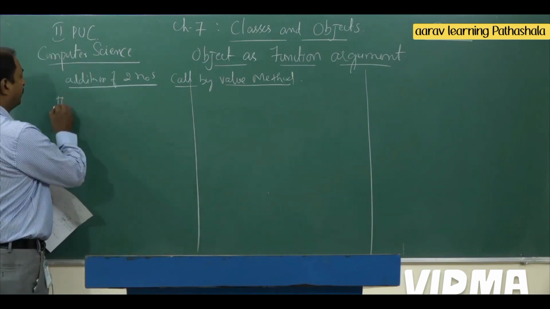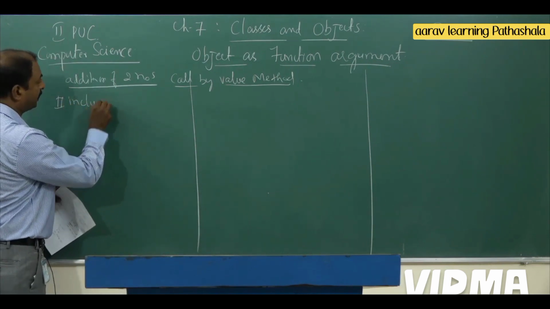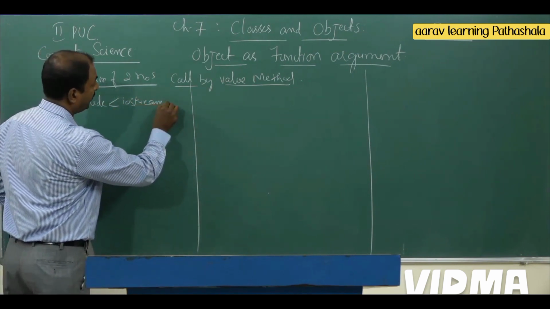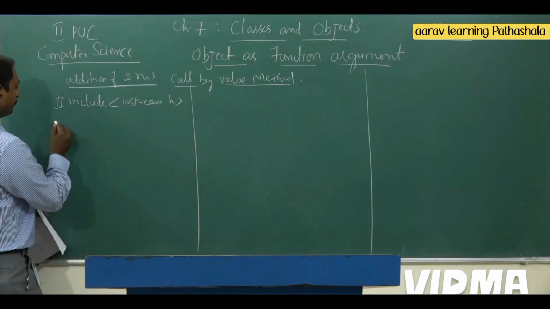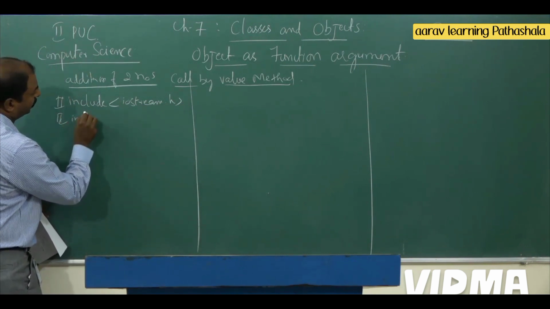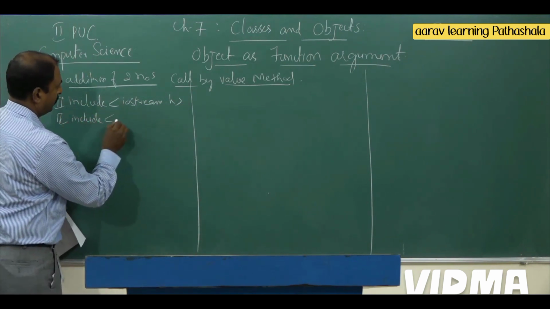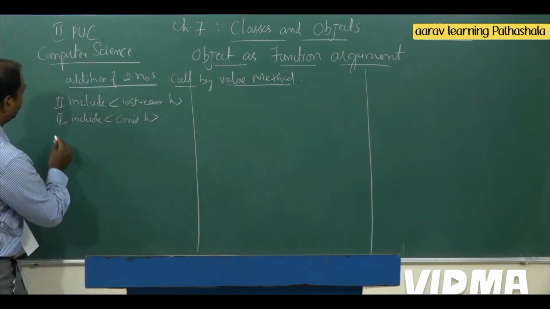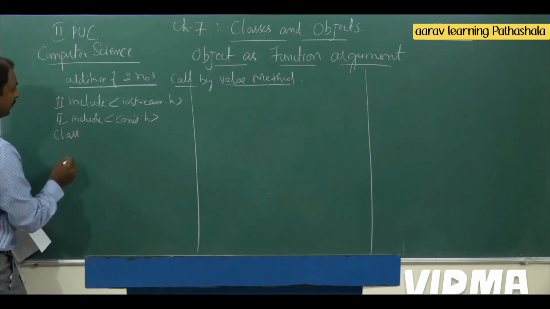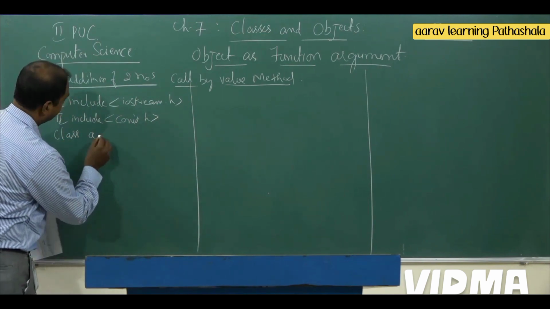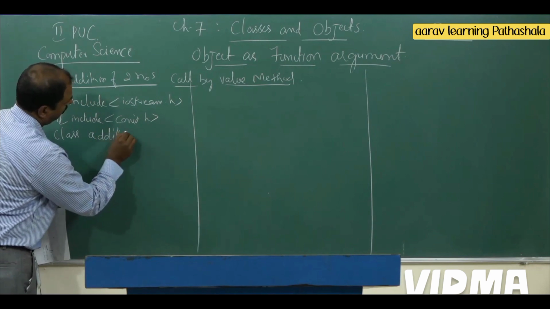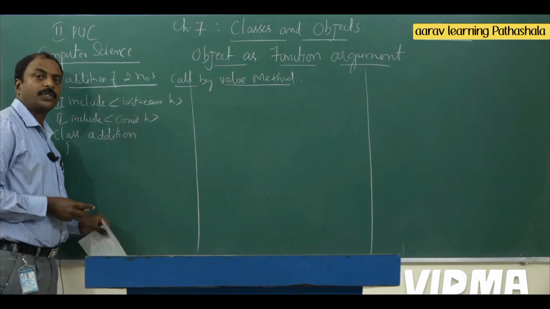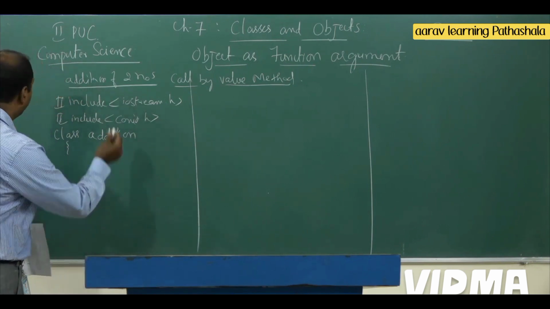We start with #include <iostream.h>, then #include <conio.h>. Next we declare the class addition, and inside this we have to define or declare class variables.